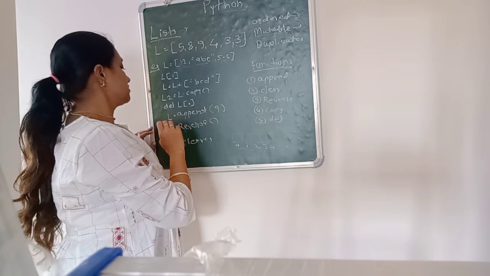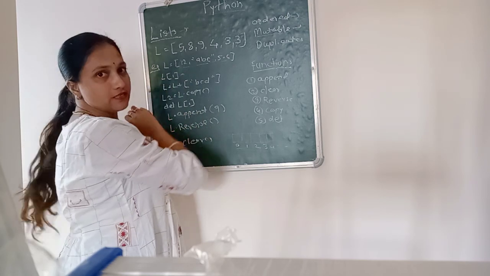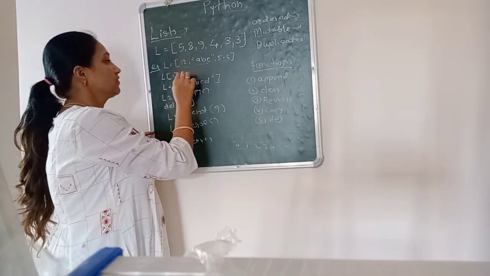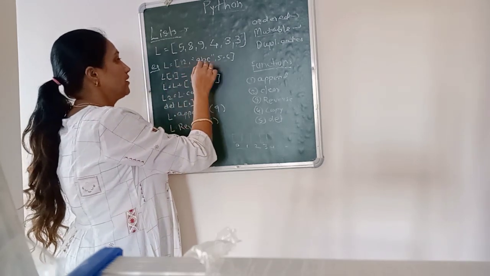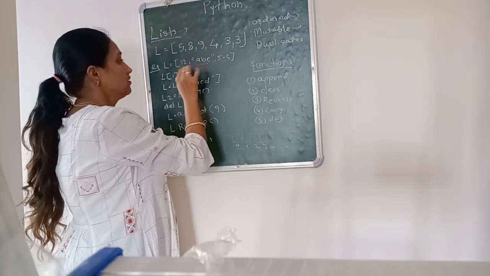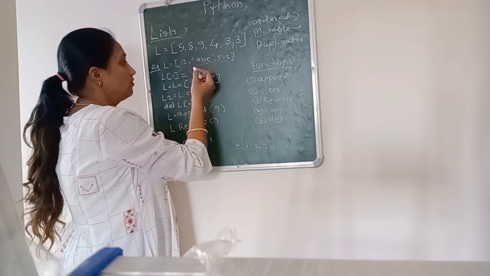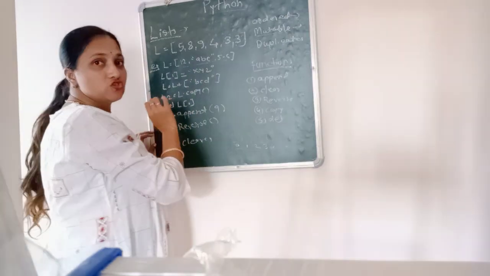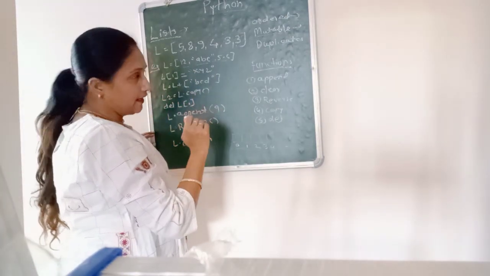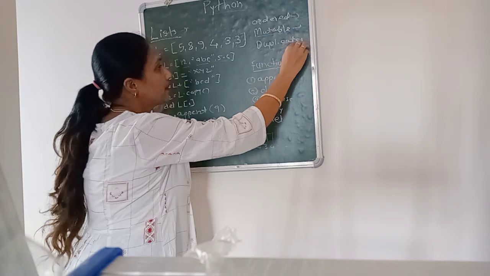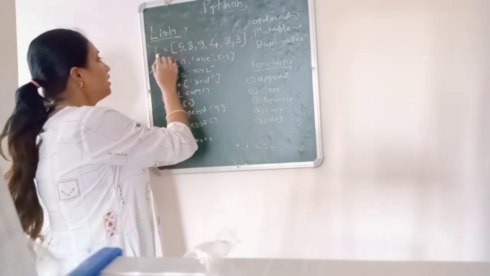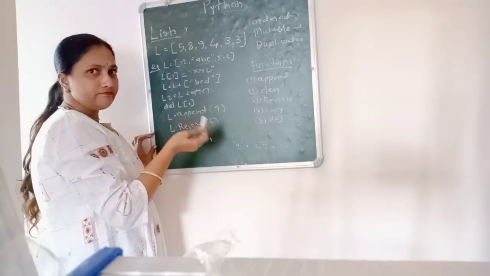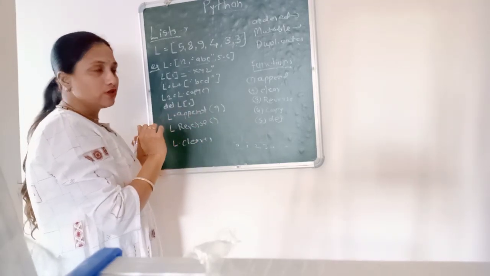Suppose I want to change the element of index 1, so I can simply write L of 1 equals to, I don't want ABC at that place. Suppose I want some XYZ at this place, so I can change the element of any index. Next, duplicates are allowed in a list. Here I have taken one example in which 3 is coming twice. So duplicate elements are allowed in the list.